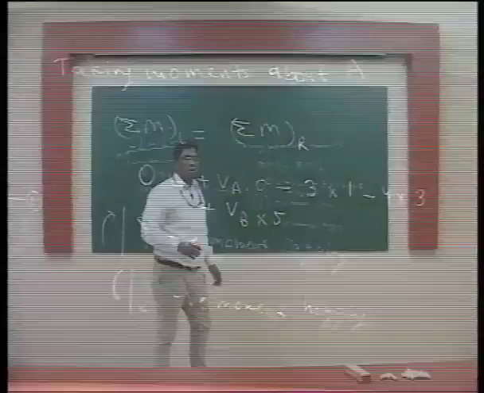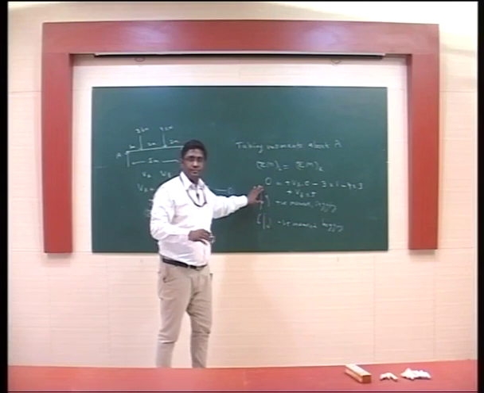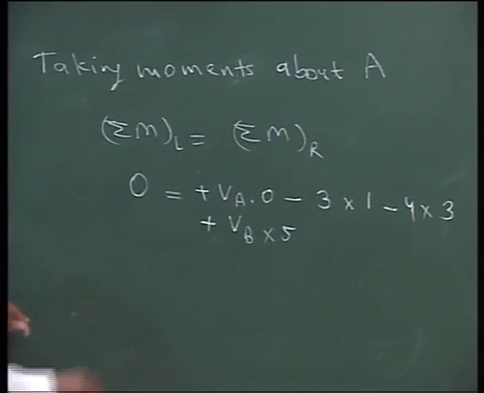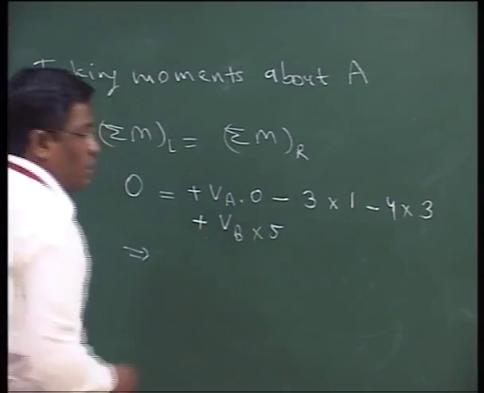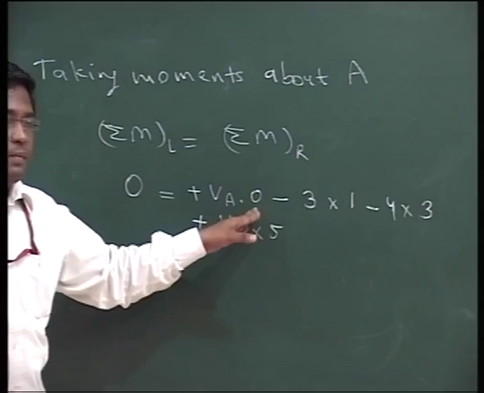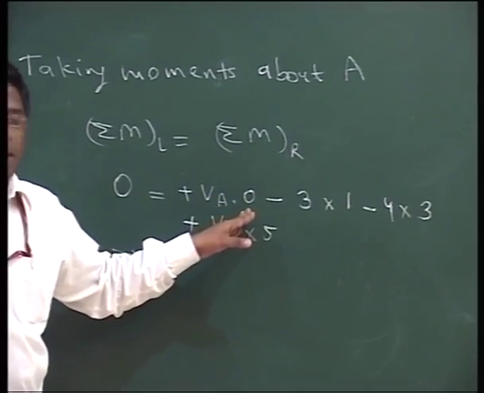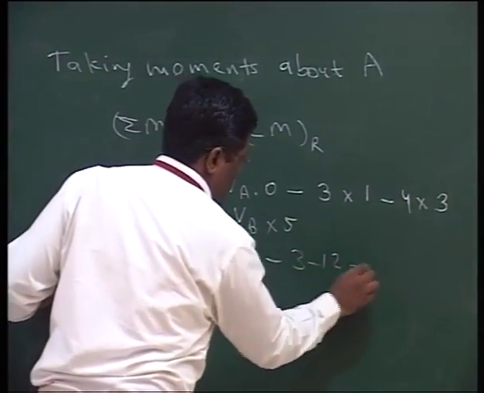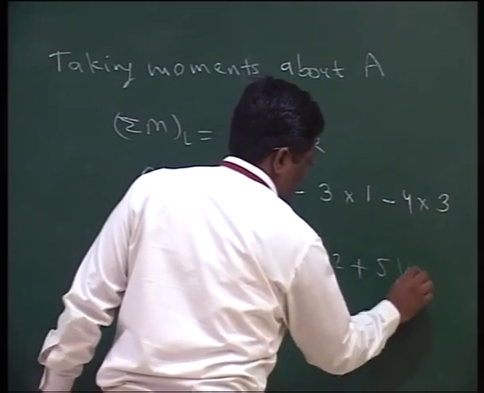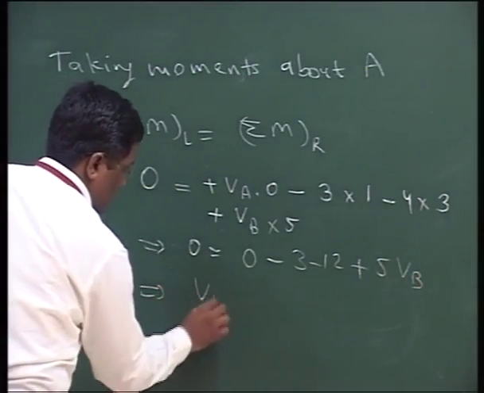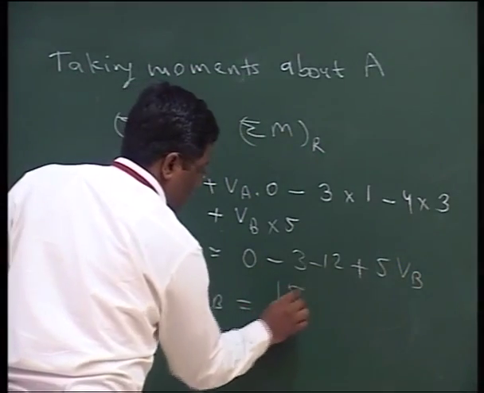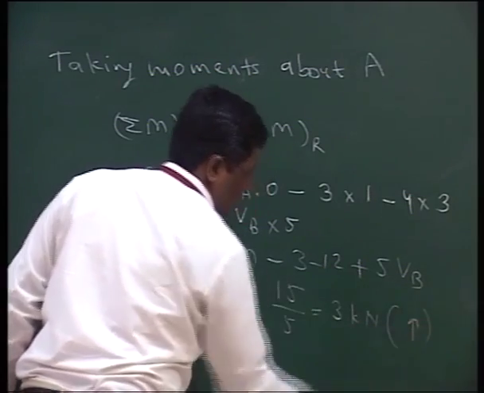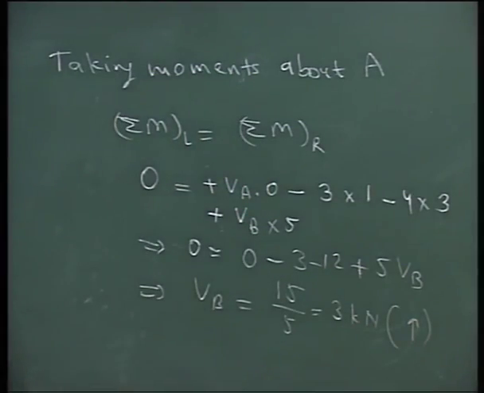So now we need to solve this particular equation. Quite easily we can solve it because there were 2 unknowns, but if we multiply anything with 0, it comes as 0. So that means 0, 0, minus 3, minus 12 and 5 times VB. If you solve this, it will come as 15 upon 5. That means VB is 3 kilonewton, so it will be the reaction at B point.